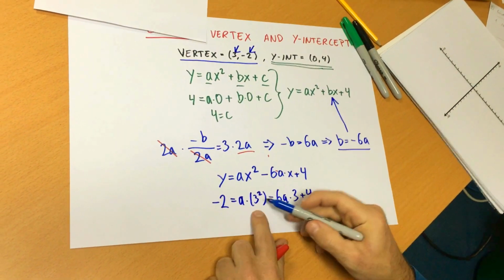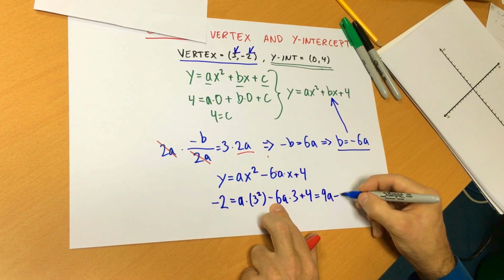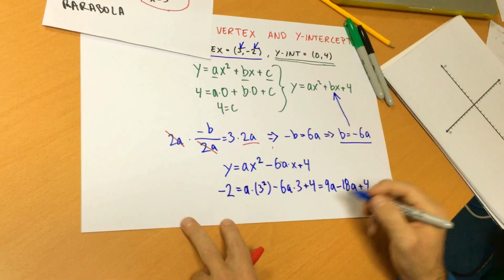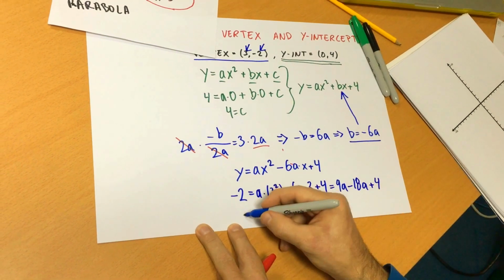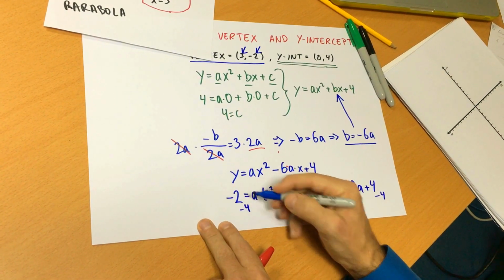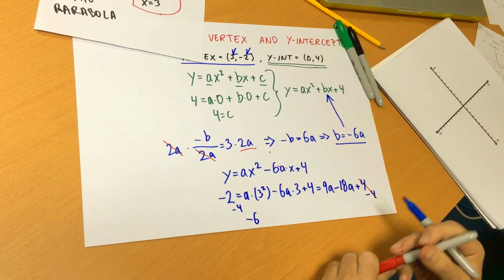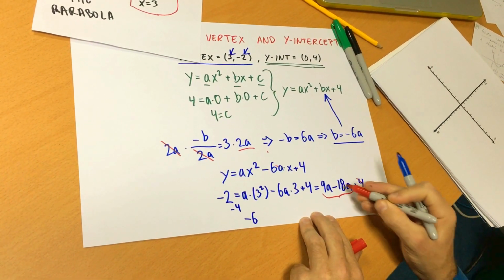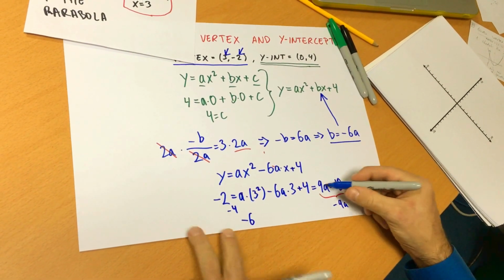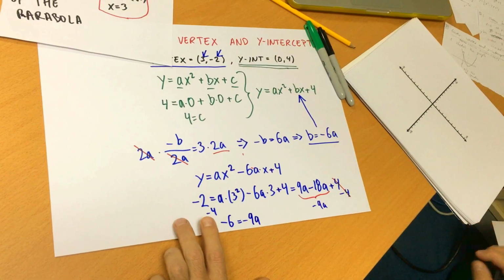Okay, let's do a little bit of simplifying here now. 3 squared is 9, so 9a. 3 times 6, that's 18, so minus 18a. Plus 4. Let's continue on another line. If I do negative 4 on both sides, I have negative 2 minus 4, that's negative 6. And the 4's on the other side will cancel out. And also I know that 9a minus 18a, well, that's just negative 9a on the right-hand side of the equality sign. So negative 9 times a.